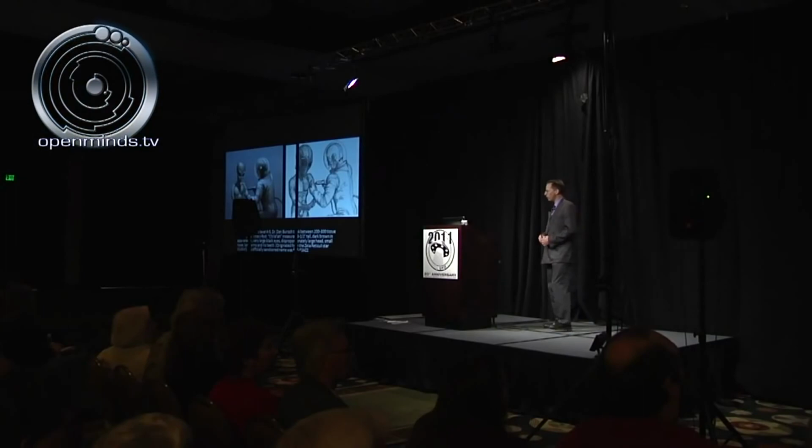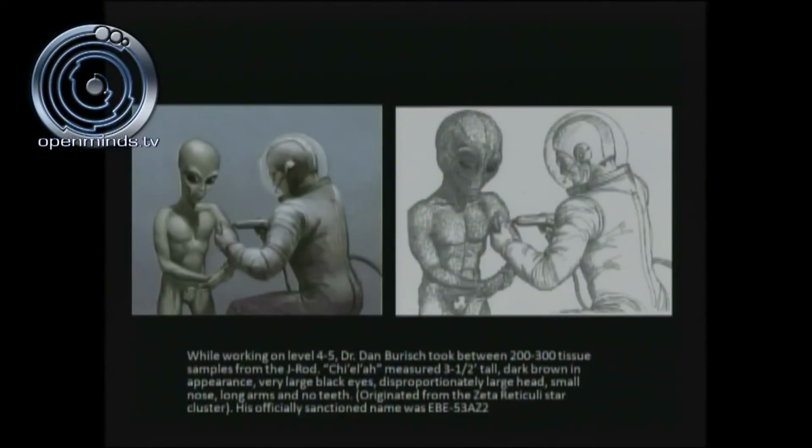Now, when he was working there, you can see him with the PINS device taking samples from the J-Rod. He was called Kaela, and a little bit of description of what he looked like: he measured 3.5 feet tall, had a dark brown appearance, very black inset eyes, and a disproportionately large head. He had a small nose, long arms, and no teeth.